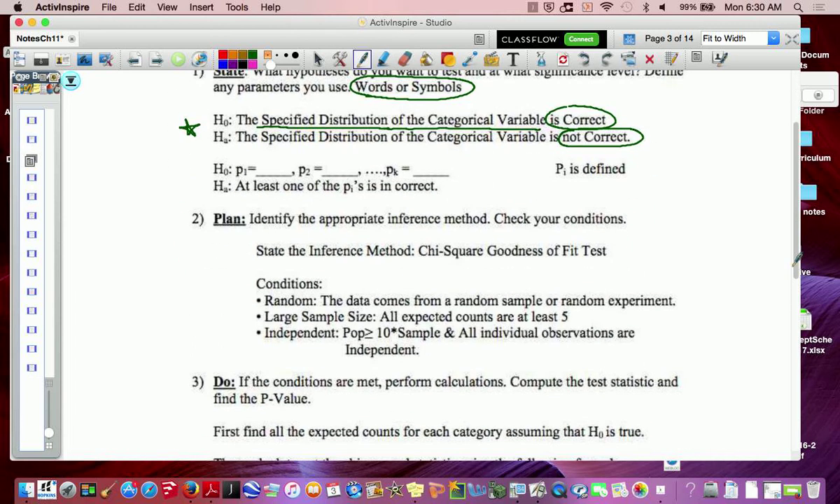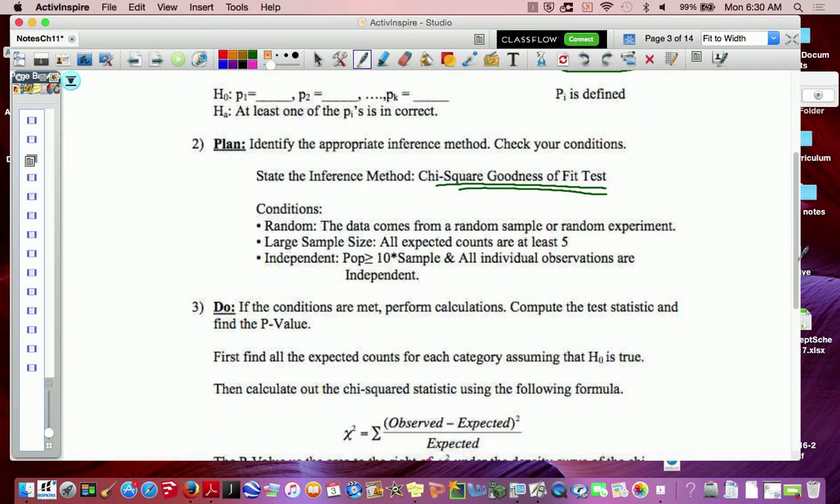So we call it a chi-squared goodness of fit test. We want to make sure that we're using that, because in 11.2 we're going to talk about two other types. When we talk about the conditions, very similar to all the other ones, since it's not normal, we don't talk about it being normally distributed, but we talk about having a large sample size.